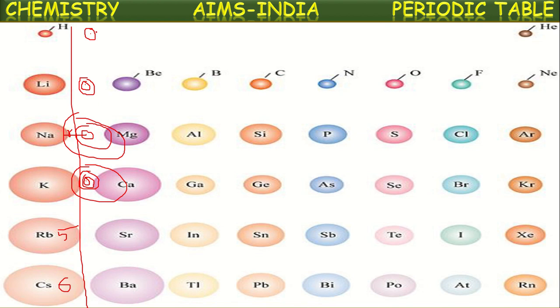So in this way, as you move down in a group from top to bottom, the number of shells increases from element to element, and hence the distance between the nucleus and the outermost orbit increases. Thereby, we can say atomic radius in a group from top to bottom increases. The same concept you can apply for all the groups in the modern periodic table. In any group, from top to bottom, atomic size or atomic radius increases.